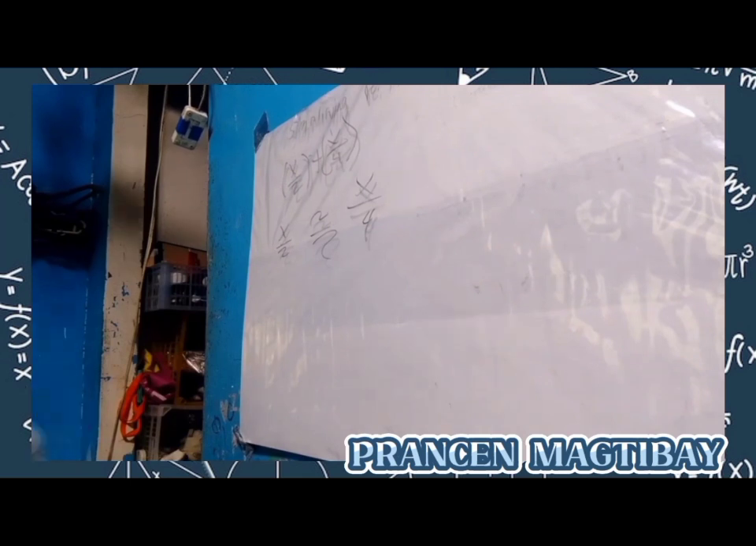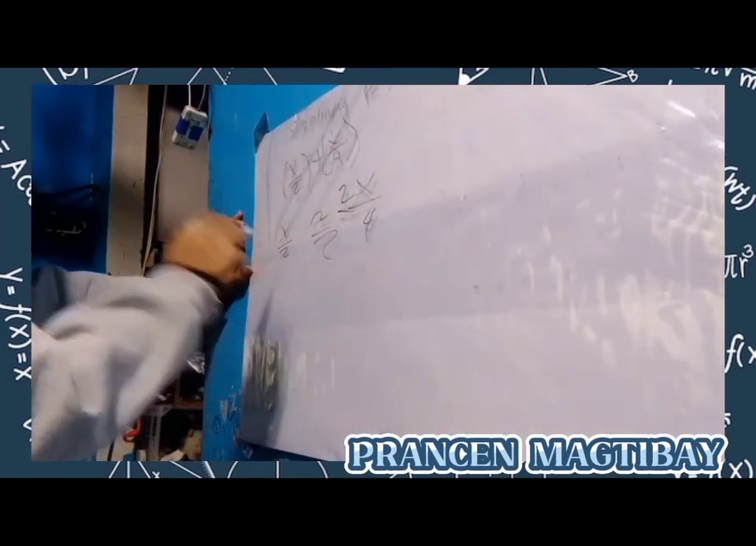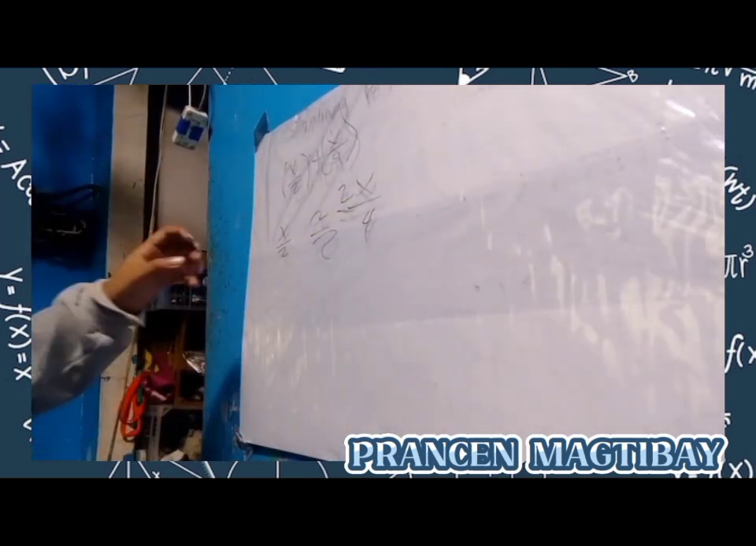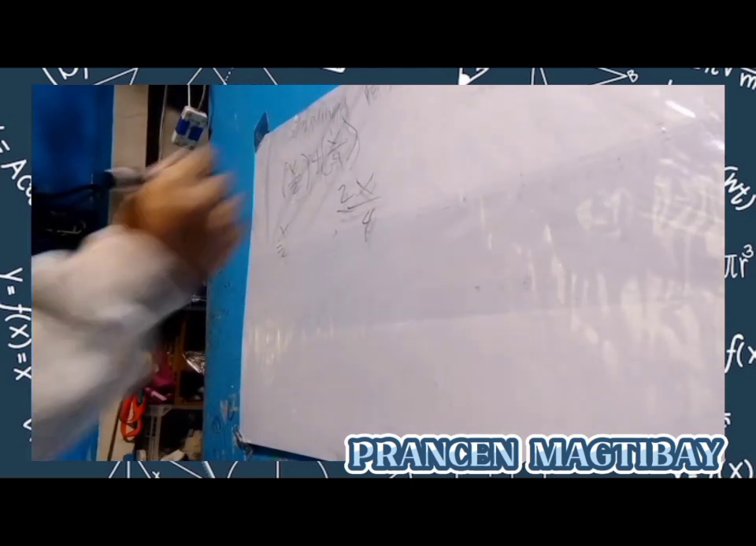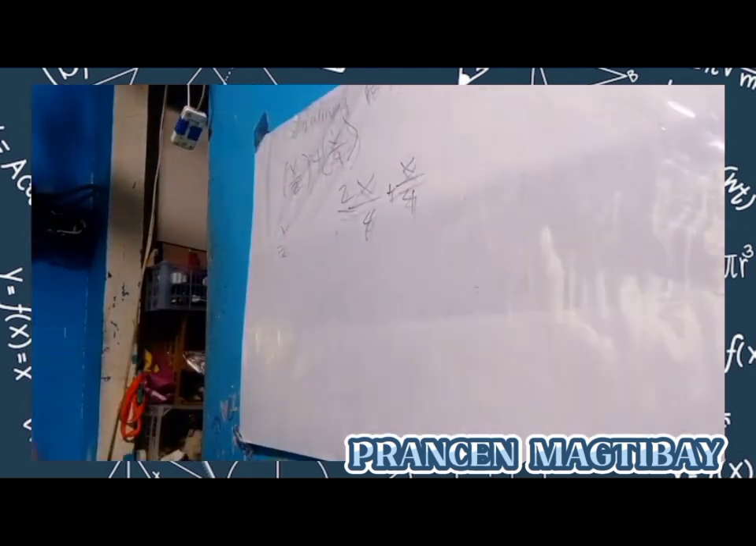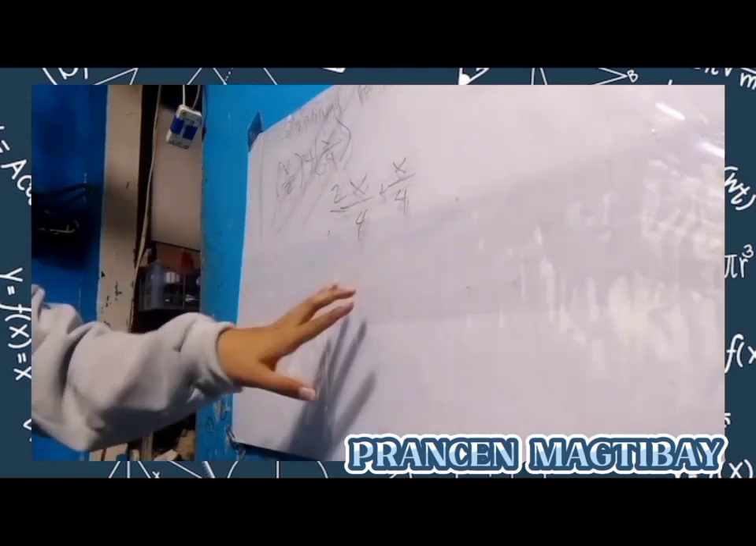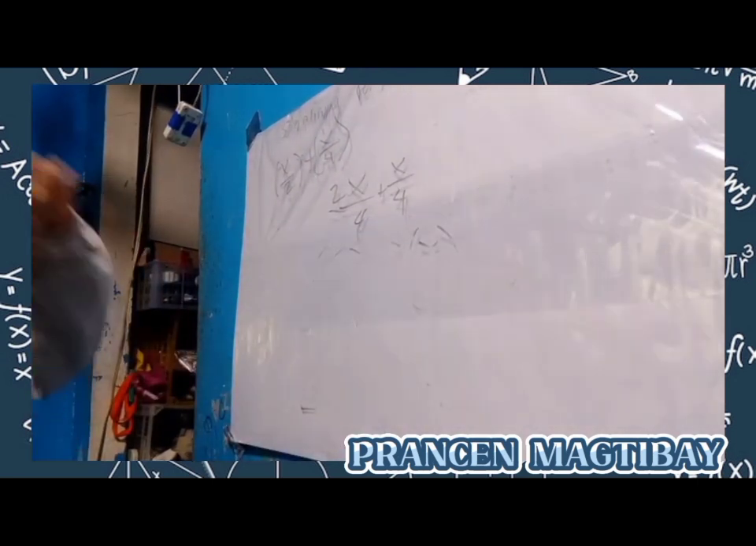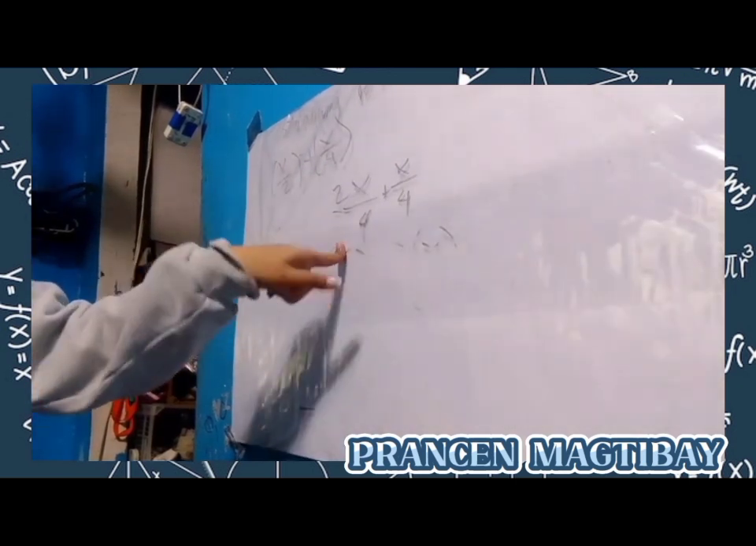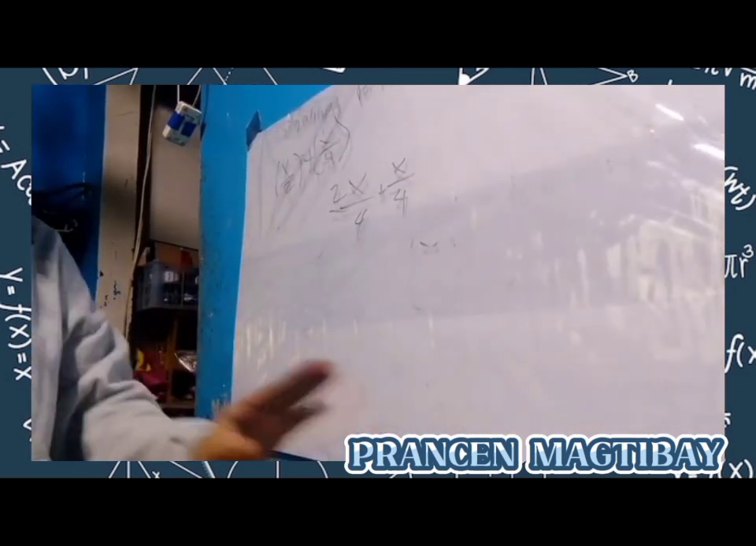So, since po may 4 na po yung 2x over 4. Since may 4 na po yung kabilang problem, mag-stay na po siyang x over 4. So, ngayon po na may parehas silang common denominator, mag-a-add na po tayo dito ng fractions. Since parehas na po sila ng denominator, mag-stay lang po yung denominator. Hindi na po natin siya kikibuin.